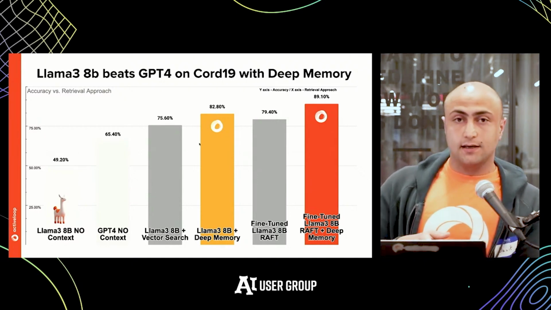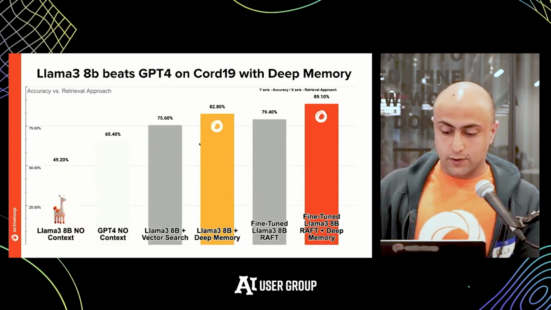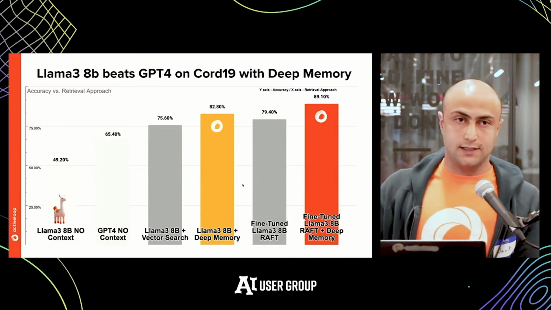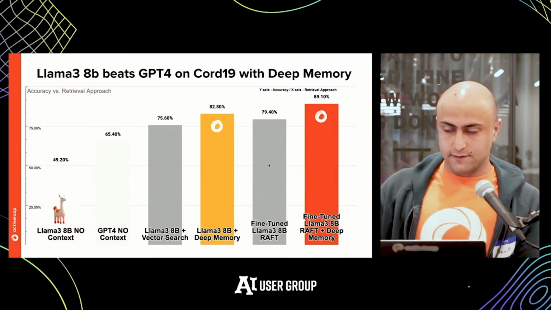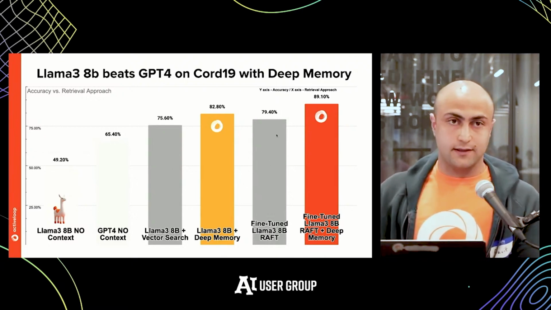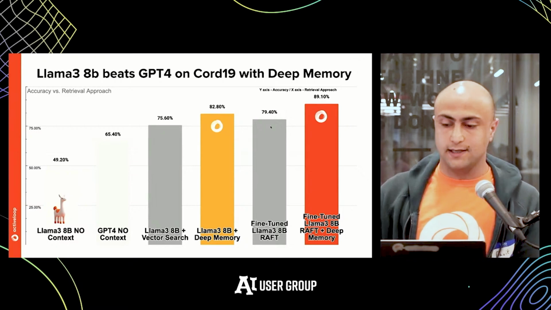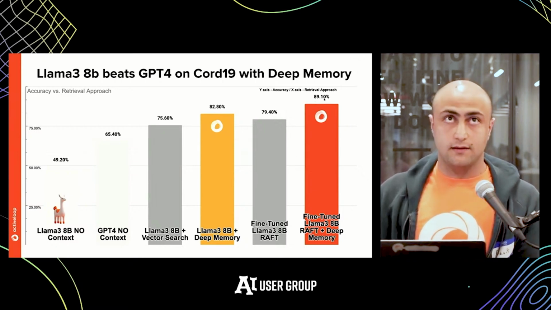And then what we do here is we take Llama-3 with a naive vector search, and then fine-tune the LLM synthesizer that gives you the final answer using the RAFT method. And we can see a significant improvement that goes to 79%. And if we combine both methods, then we get about 89%.